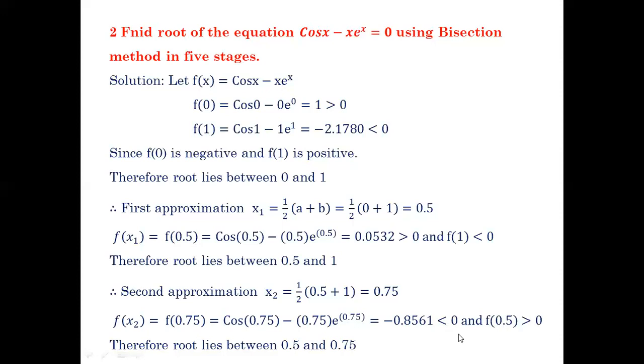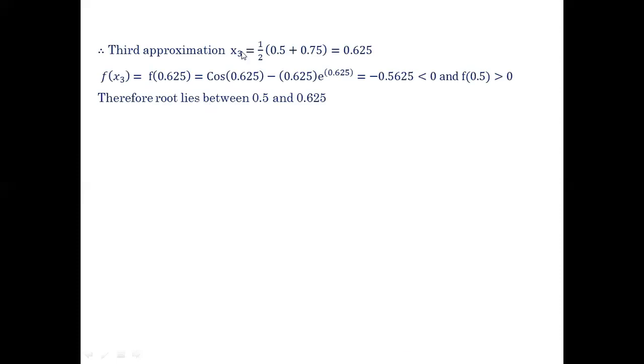Therefore, the root lies between 0.5 and 0.75. Therefore, the third approximation x3 is equal to 1 by 2 into 0.5 plus 0.75, which divided by 2 is 0.625. Find out f of x3.